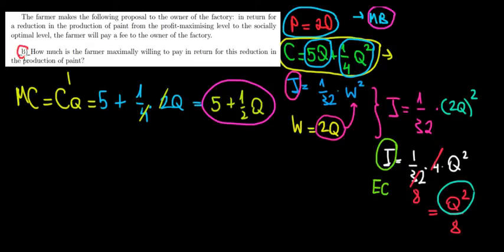Let's solve part B now. So the farmer makes the following proposal to the owner of the factory. In return for a reduction in the production of paint, the farmer will pay a fee. Okay, how much is the farmer maximally willing to pay in return for this reduction?